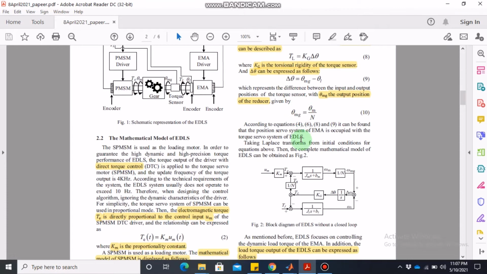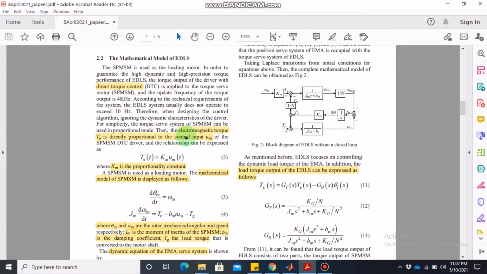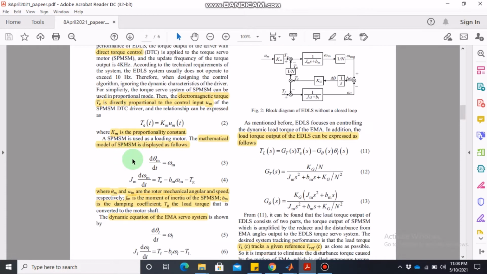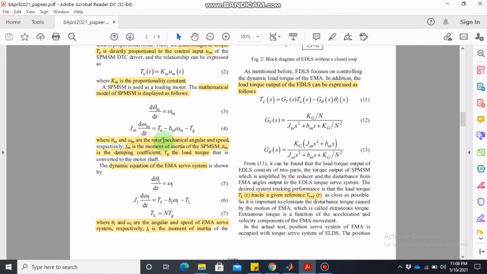So the whole story of the paper is that you have an electric dynamic load simulator where the mathematical model of the permanent magnet synchronous machine is a second order system. Rate of change of angle is the angular rate, angular velocity, and the rate of change of angular velocity is proportional to the sum of all the torques acting on the machine. Then dynamic equations of the electromechanical actuation servo system, that is very similar to the one above here.